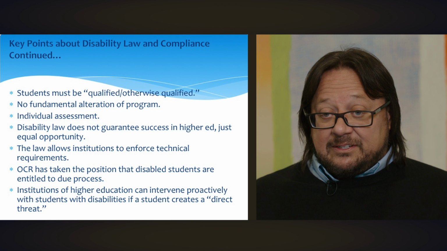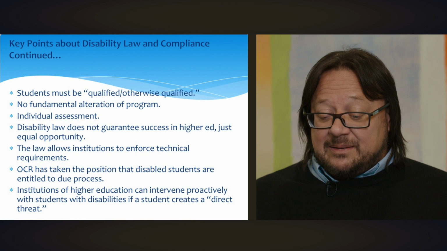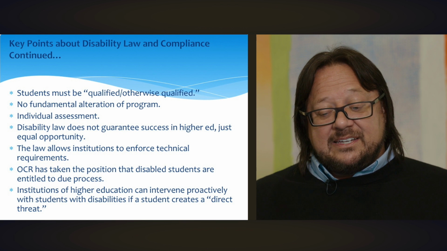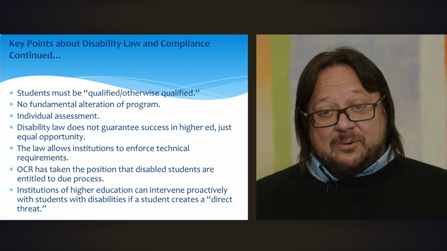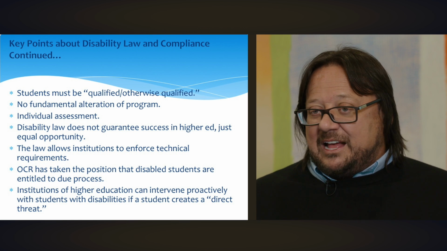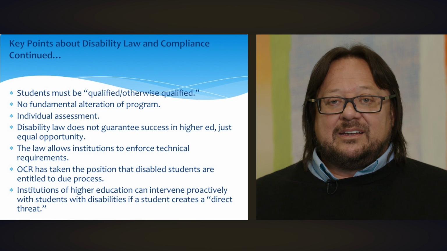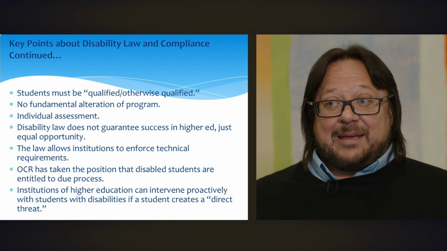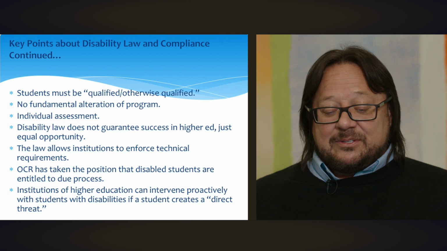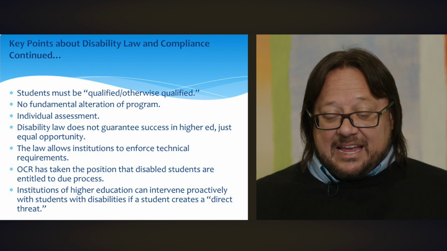Disabled students are entitled to due process, and one of the mistakes that some schools have made, and I can show you OCR resolution agreements to back this up, is you can't make the rules up as you go along. We call that Calvin ball. Remember that old Calvin and Hobbes cartoon when Calvin and Hobbes would make the rules of the game up as they were playing it? That's a big no-no, and disabled students are entitled to basic due process as employees are as well.